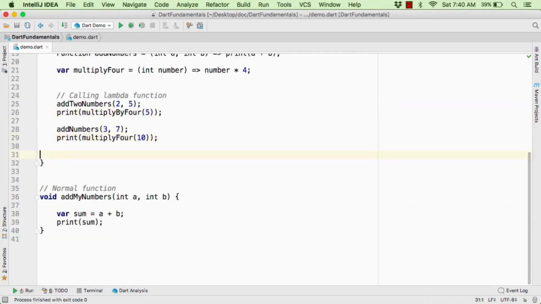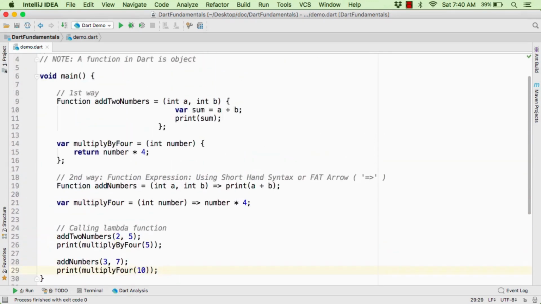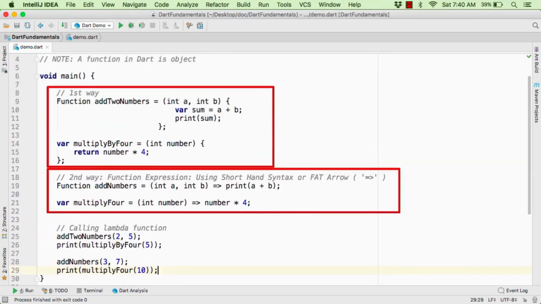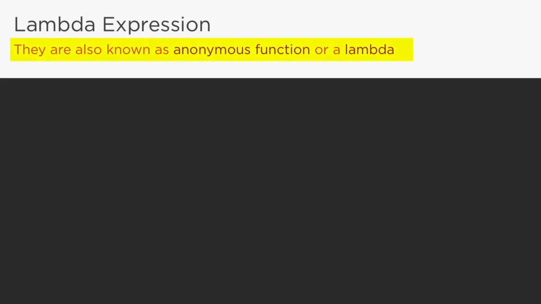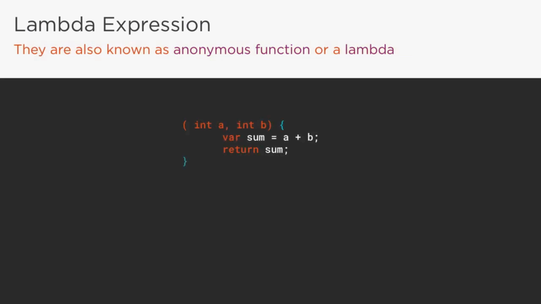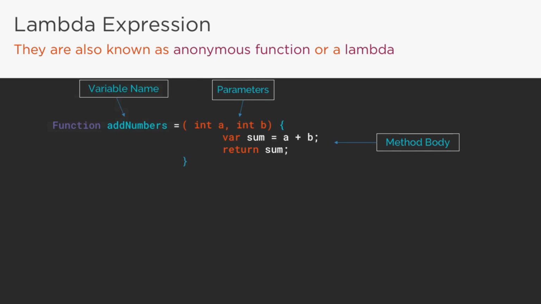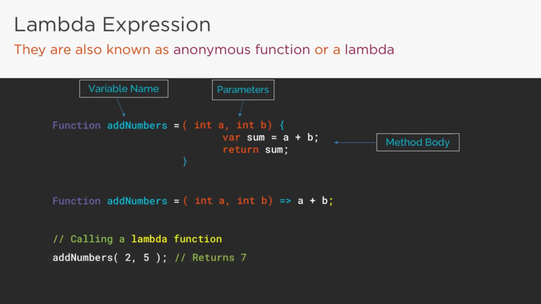Perfect. So this was all about defining the lambda expression. I showed you two ways of representing the lambda expression in Dart. The lambda expressions are also known as anonymous functions or just a lambda. So here is the syntax to define the lambda. These are the parameters and this is the method body. And you can assign this value to some variable. And then you can also use the shorthand syntax in case your function just has one line of code. And to call a lambda function, the syntax is very similar. Perfect. So that's all for this video.